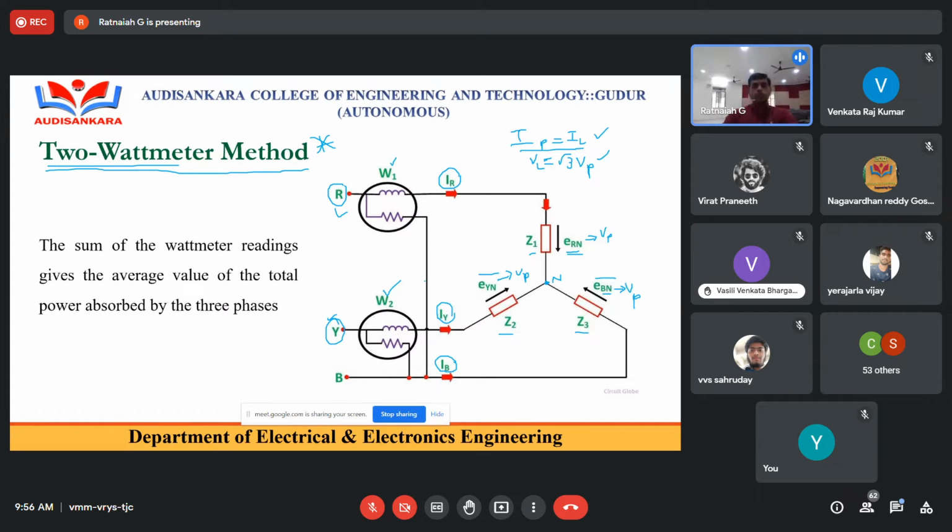So W1 and W2 must be connected such that the voltage coil of W1 is connected to the B phase. The next wattmeter, W2, has its voltage coil also connected to the next phase B. So in a 2 wattmeter method, the 2 wattmeter pressure coils are always connected to the third phase of the given system. This is common.